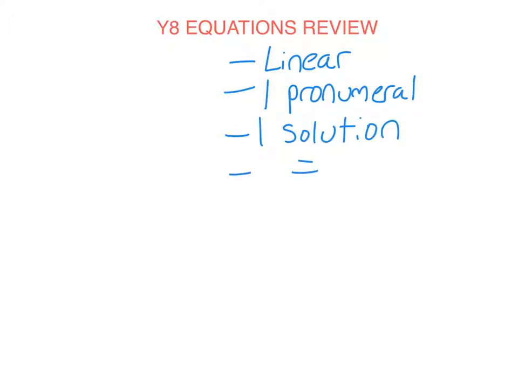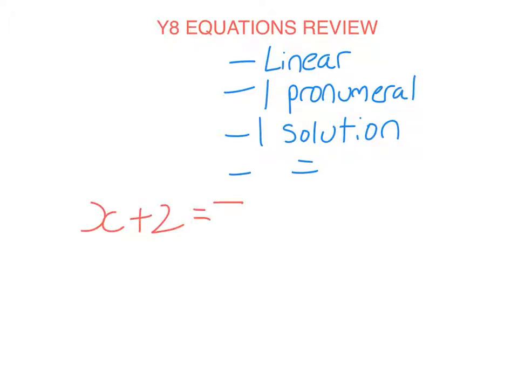So we looked at solving these equations. Now we looked at many different types of equations. They can look quite different, but we approach them the same way. What we want to do is undo everything that's been done to the pronumeral, and find a solution. So let's look at a very simple example like x plus 2 equals 7.